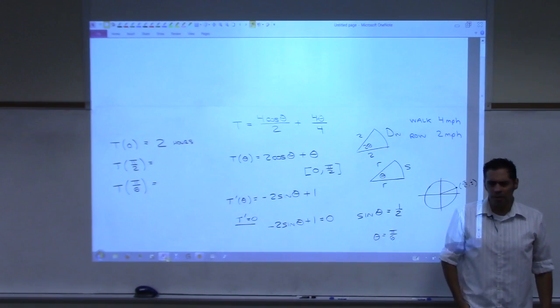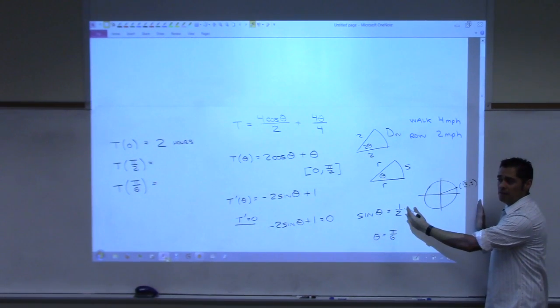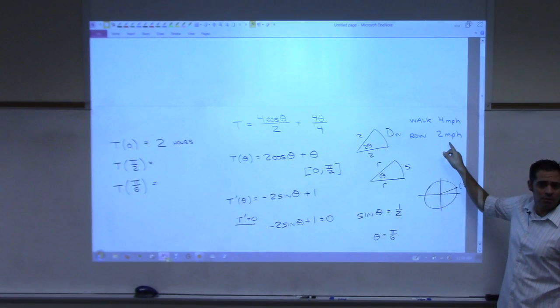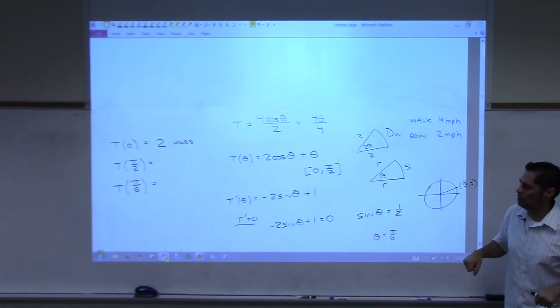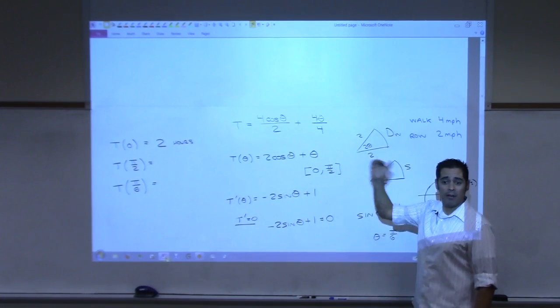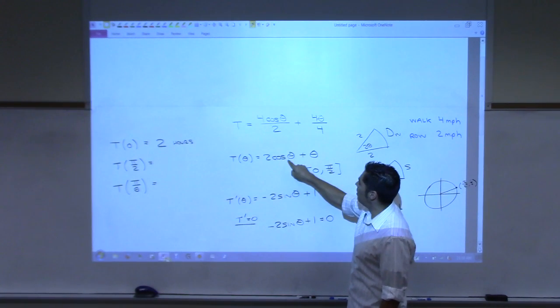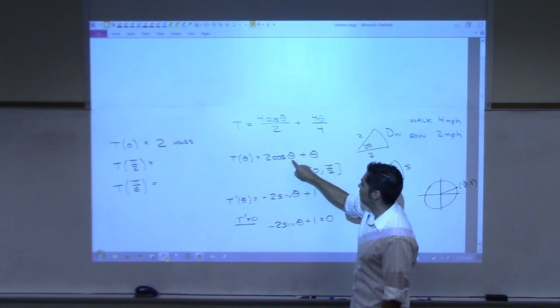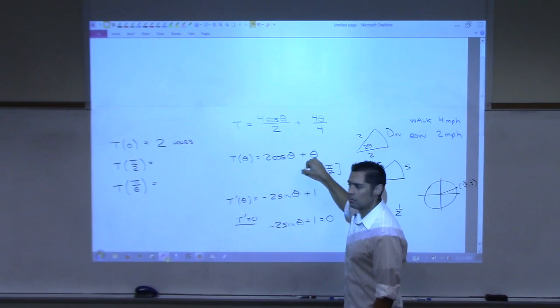Does that match with what we thought it would be? It's 4 miles across, and she rows at 2 miles per hour. So it should take her 2 hours to go straight across, rowing the whole way. All right, what about pi over 2? That would mean she walks the whole way. For time-wise, let's see what that is. Cosine of pi over 2 is 0, so that's gone, plus pi over 2.